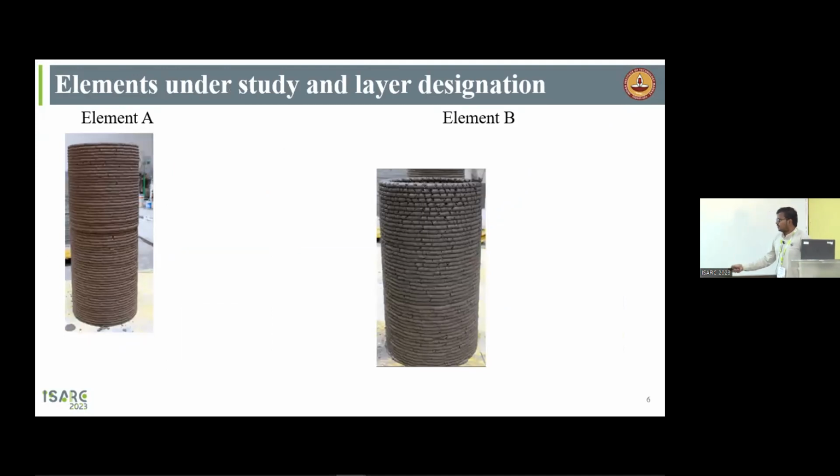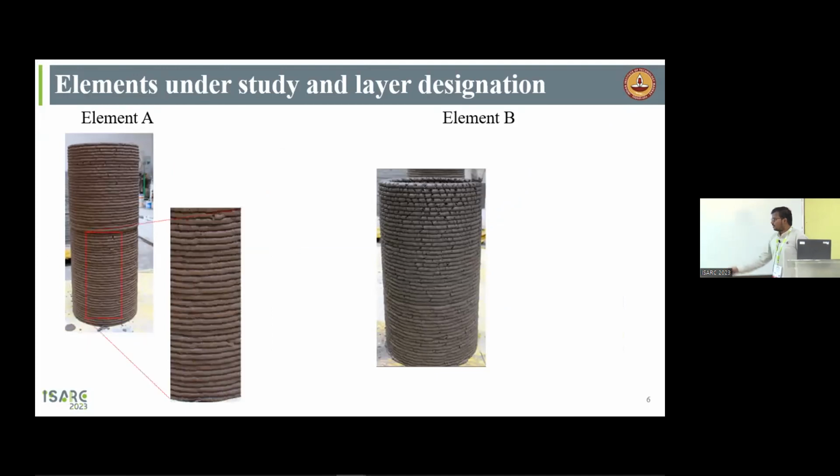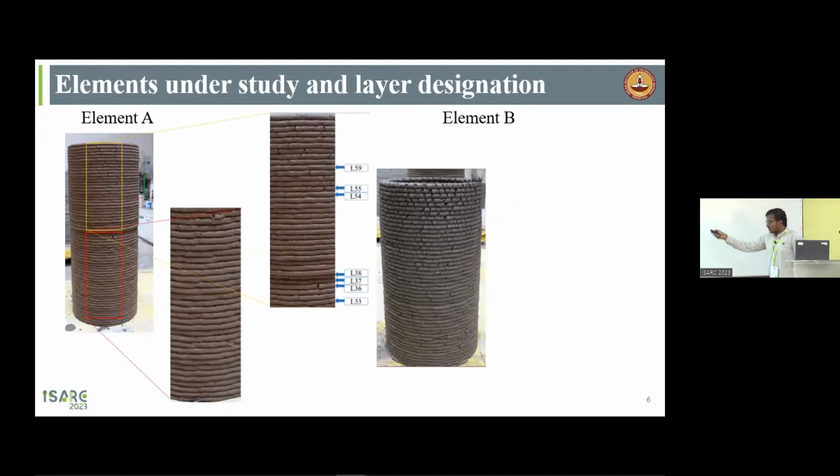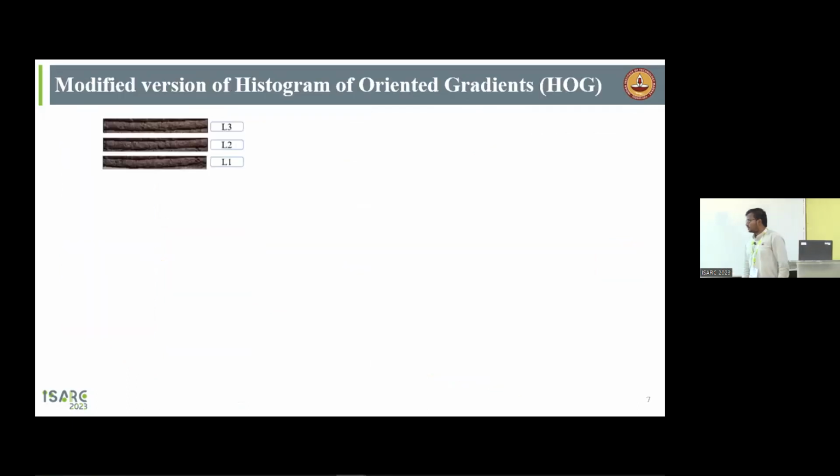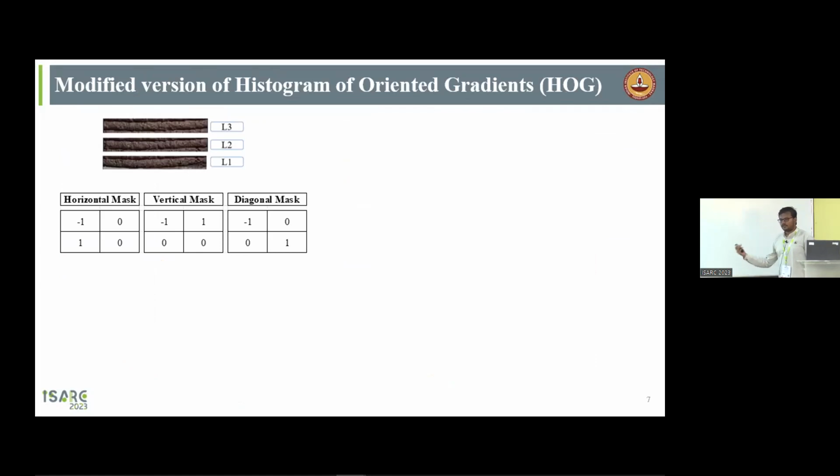These are the two elements that I have studied. Element A is a relatively better quality printed element, but in element B you can see there are a large number of voids. I cropped out the central portion to avoid the effect of curvature, and then gave a designation to each layer, from L1 to L47. I am cropping each layer's individual images, which I use as input images, and then using different filters like horizontal, vertical and inclined masks to identify the gradients in horizontal, vertical and inclined directions.